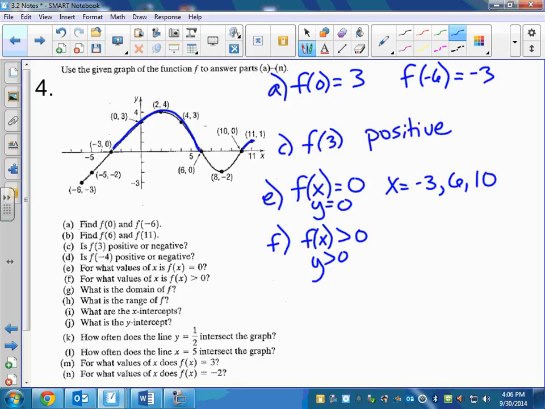So we should give like an interval here. At negative 3, is it greater than 0 at x equals negative 3? No, it's equal to 0. So I'm going to say parenthesis negative 3, and it is positive all the way until right here, right? So all the way till 6. And then it's also starting back at 10, but it doesn't go on forever. It stops at 11. So I'm going to say bracket 11 because 11 is included.